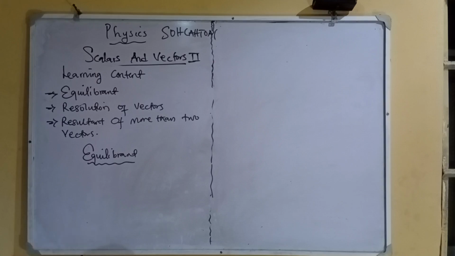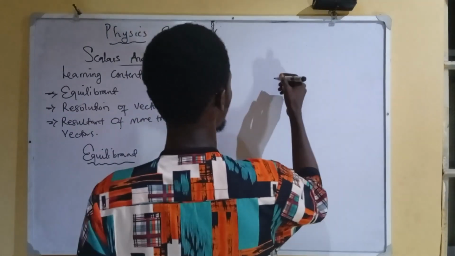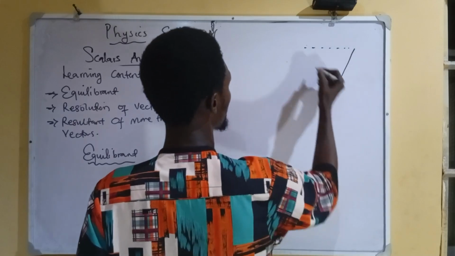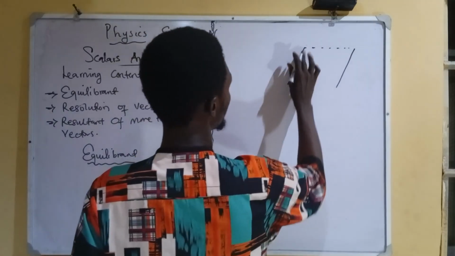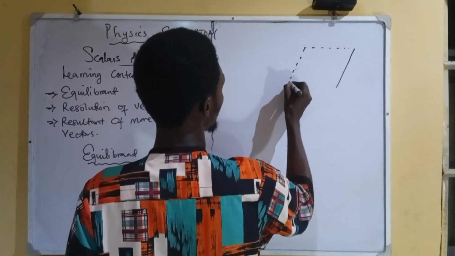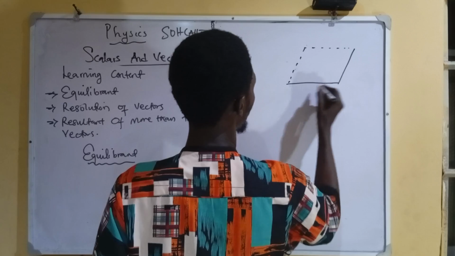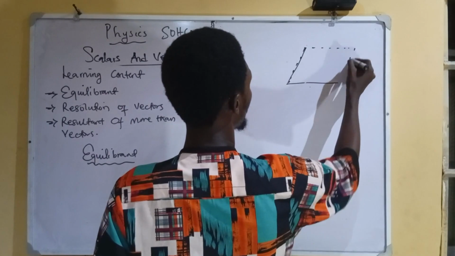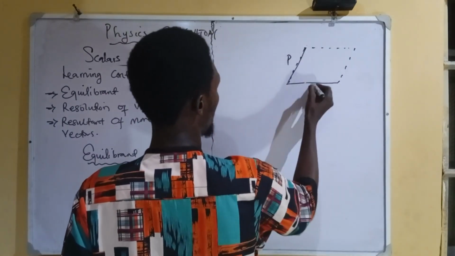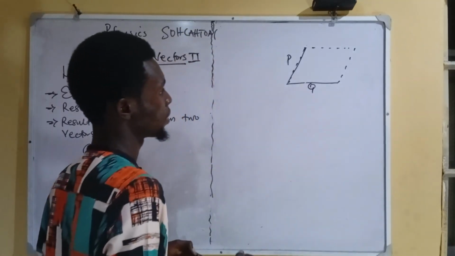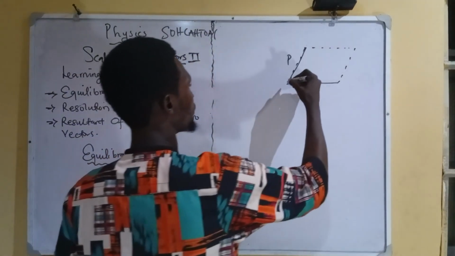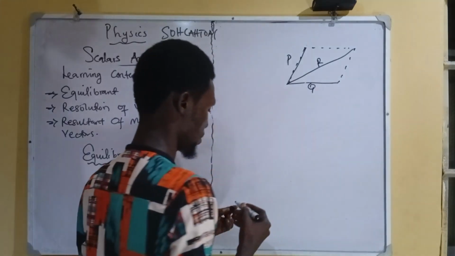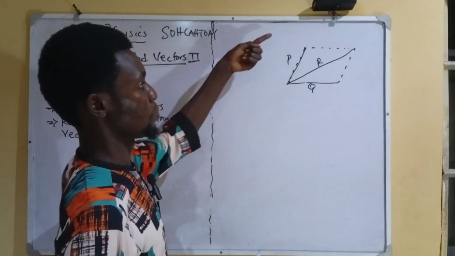You consider two forces P and Q, maybe represented using the parallelogram law. Let me clear this away. These two forces are represented using the parallelogram. So if we have a diagonal, the diagonal is going to be the resultant, the vector addition, the resultant of P and Q.